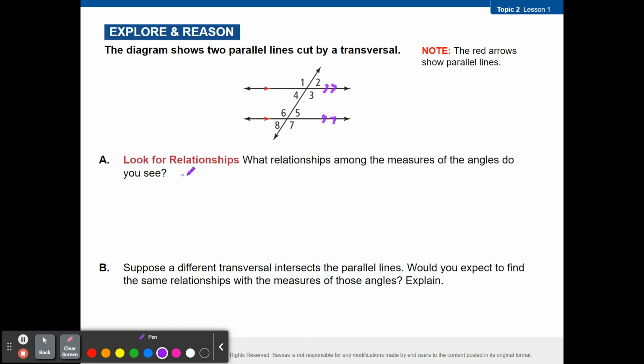So it says, look for relationships. What relationship among the measures of the angles do you see? Someone give me an idea. Go ahead. You see vertical angles. Very good. Anything else that we see? Good. We have exterior angles. Okay, anything else? We have supplementary angles. Yep. Anything else? Go ahead. Linear pairs. Yep. All of these are great answers. Is there anything else anybody wants to add?